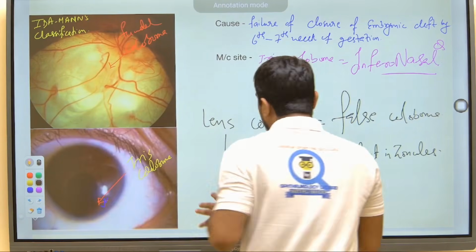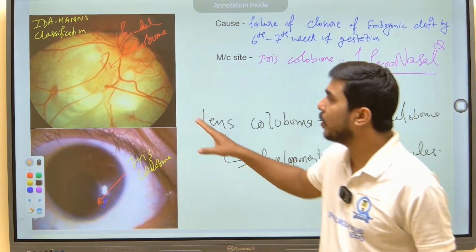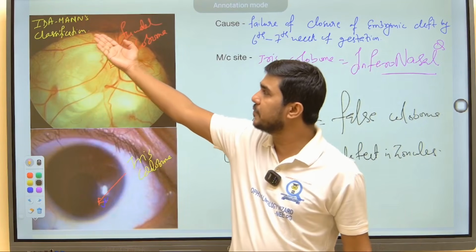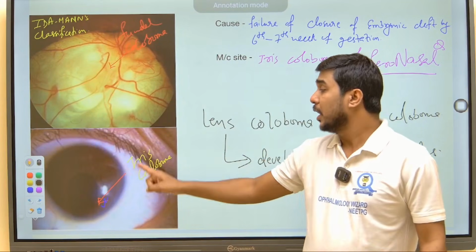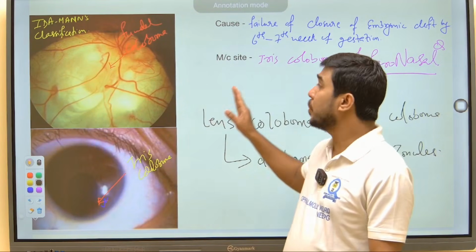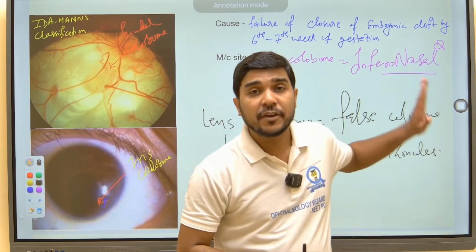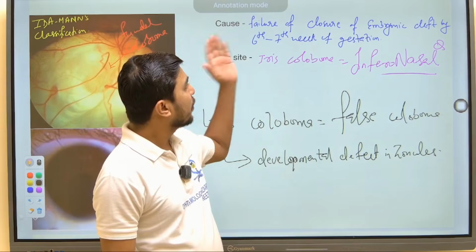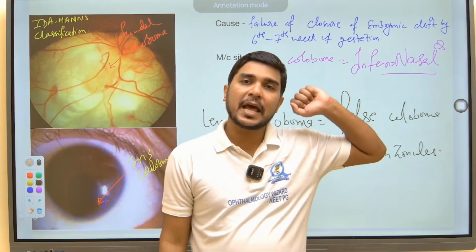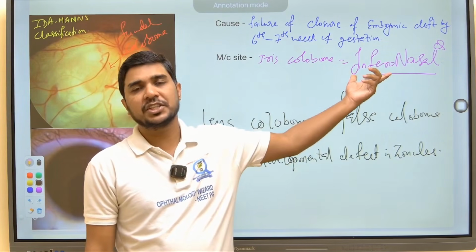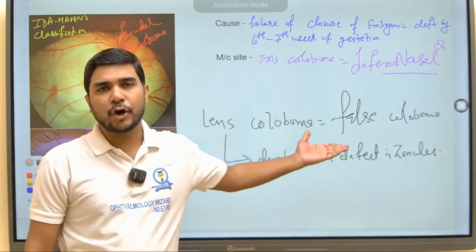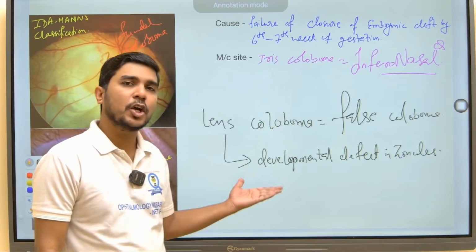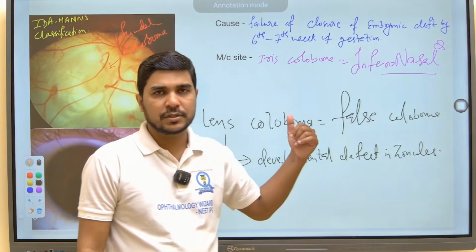So with this image, you can have various questions like what is this, fundal coloboma, what is the classification, Edelman's classification. This is iris coloboma, and the most common site of iris coloboma is inferonasal. This is very important. What is the cause of the coloboma? Failure of closure of the embryonic cleft by 6th to 7th week of gestation. And lens coloboma is a false coloboma, not a true coloboma. It is because of the developmental defect in the zonules.